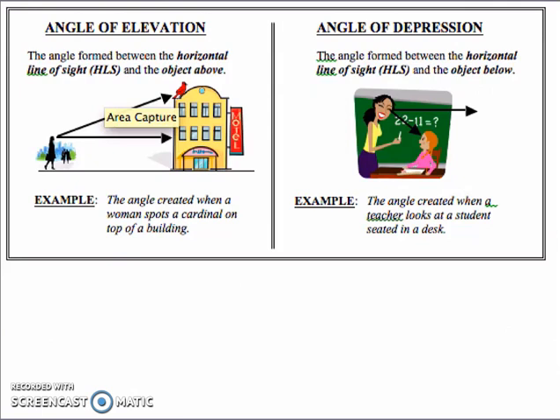The opposite of that would be an angle of depression. This is the angle formed between the horizontal line of sight, so again, looking straight ahead, and an object that is below you. An example here is the angle that's created when a teacher is looking down at a student that is seated in a desk.